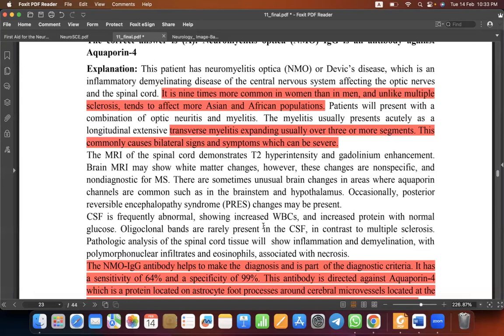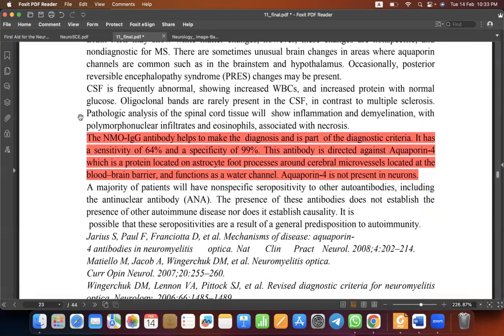In contrast to MS, the pathological analysis of the spinal cord will show inflammation and demyelination as well. So in this condition, the neuromyelitis optica NMO IgG antibody is pretty important in order to make a diagnosis. It has a sensitivity of 64 and specificity of 99. So that is very important. Whenever it is positive, it's a very important thing we should consider.